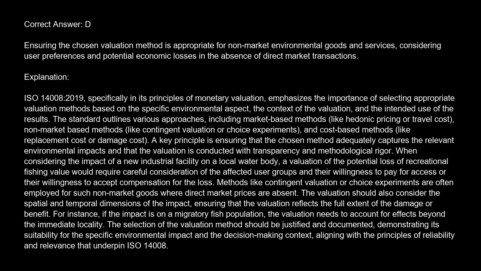Considering the impact of a new industrial facility on a local water body, a valuation of the potential loss of recreational fishing value would require careful consideration of the affected user groups and their willingness to pay for access, or their willingness to accept compensation for the loss. Methods like contingent valuation or choice experiments are often employed for such non-market goods where direct market prices are absent.